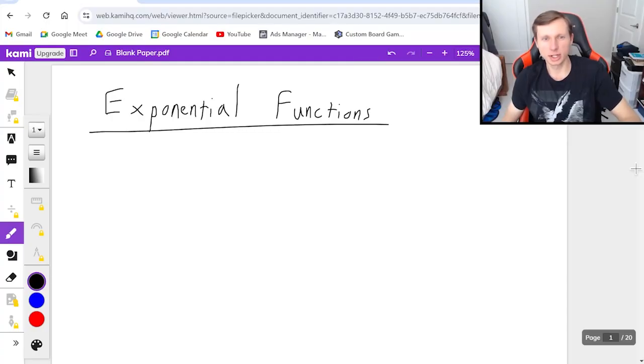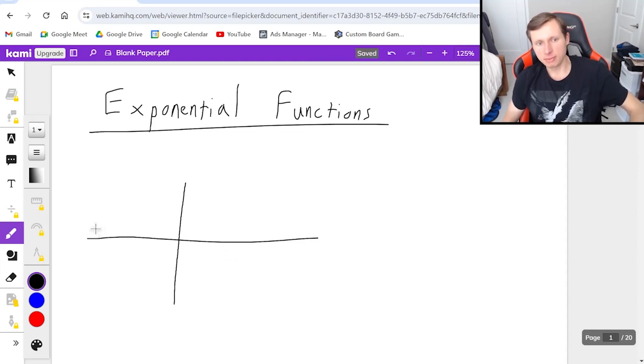In today's video, we're going to talk about how to graph exponential functions as well as transformations such as shifts, reflections, and stretching or shrinking. So the first thing I want to do is show you what an exponential function looks like. Exponential functions are famous because they look like this.